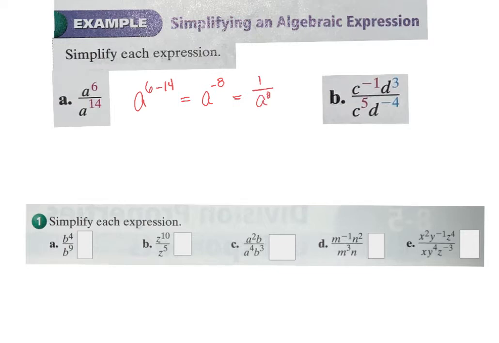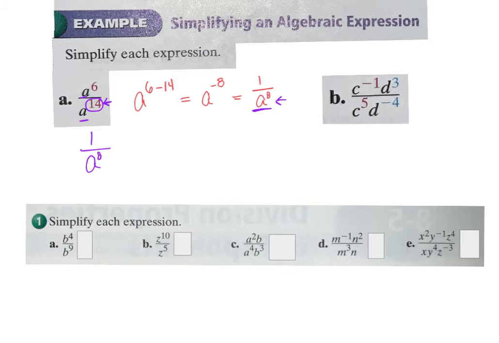Another way I like to do this is you can look at your like bases, and wherever your larger exponent is, that is where your variable will be. The larger exponent was in the denominator, and you can see the a ended up in the denominator. So if you just look at these, you can say, I know the a is going to be in the denominator because that's where I have more of my a's. Then just subtract 14 and 6, which gives you your 8.